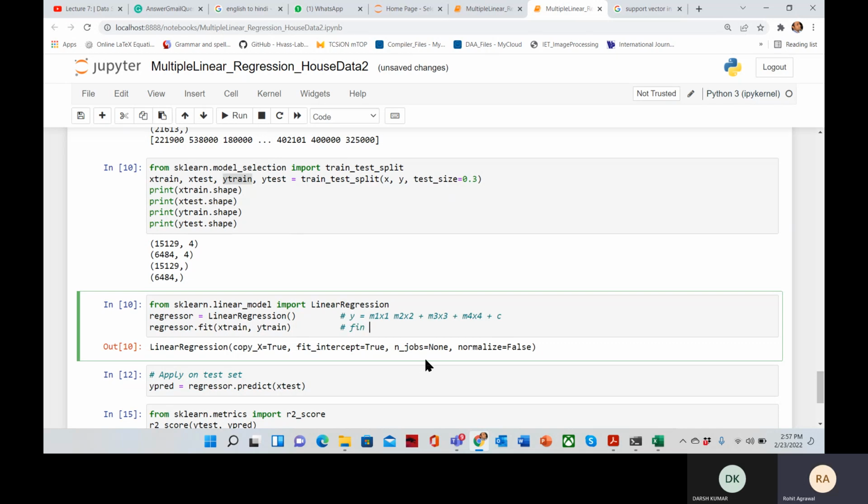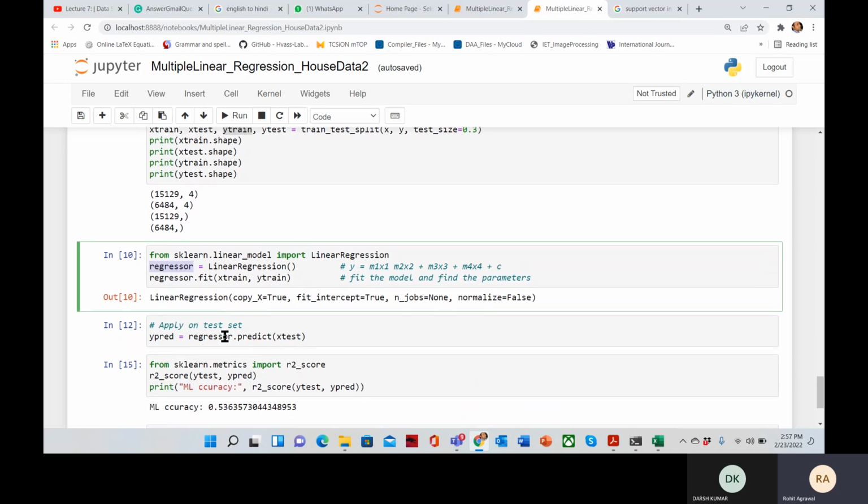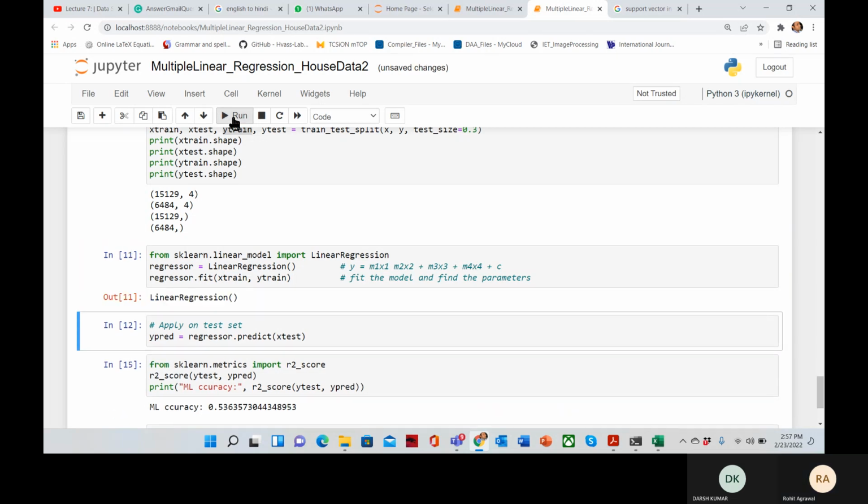Fit the model and find the parameters. That's it. Here you can write any name for the model. In the previous lab, I think I wrote model. So just fit this model. Now our model is ready.